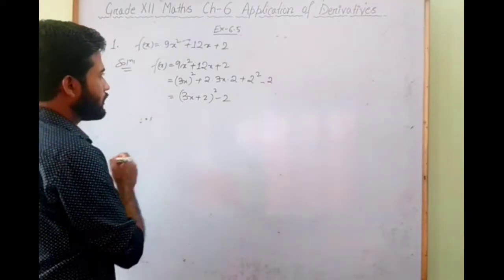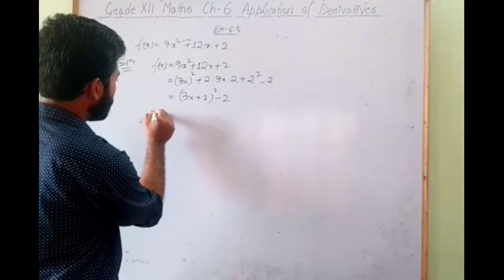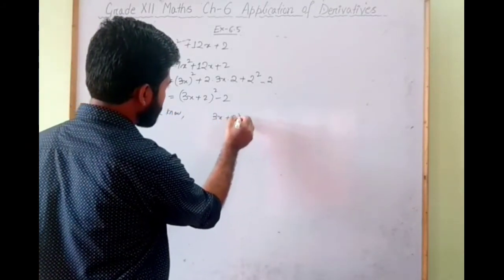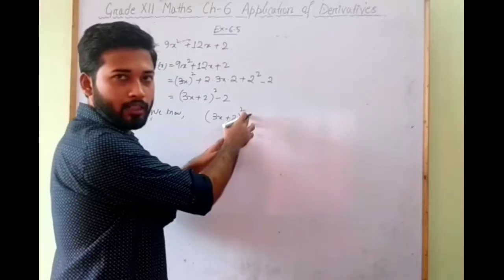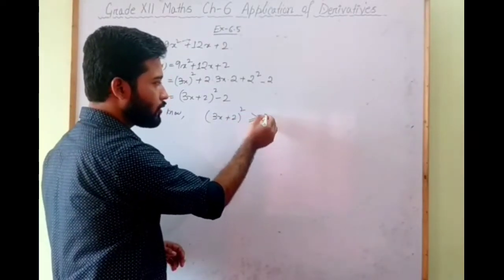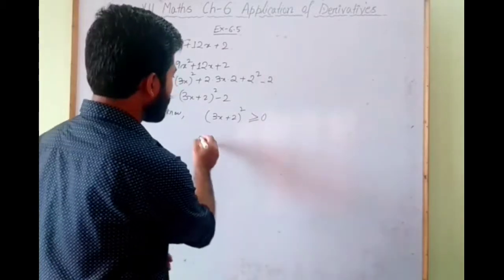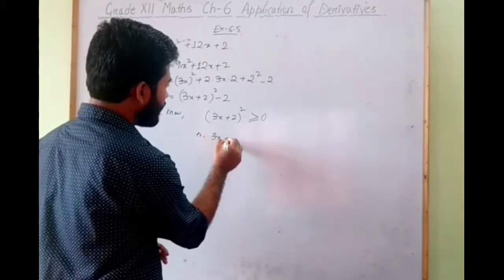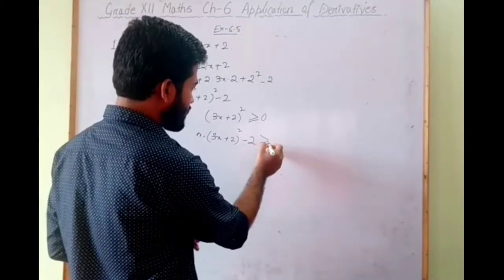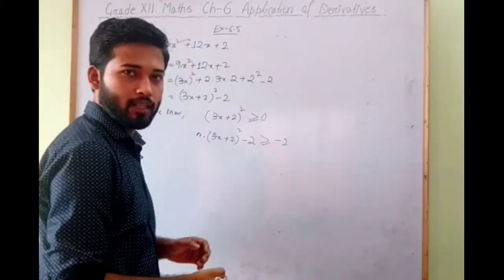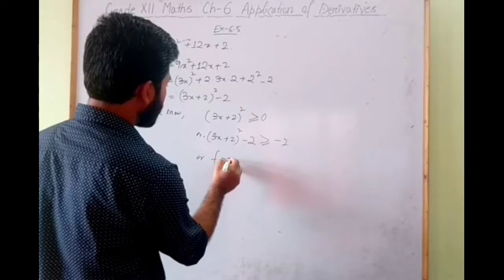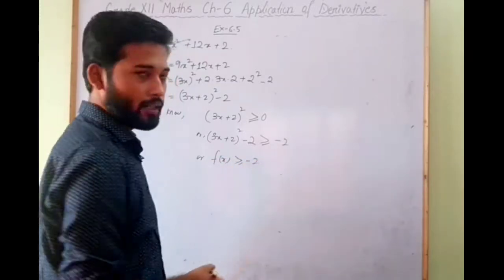So for that, how to do it? Just check it. We know that (3x plus 2) whole square, since it is a whole square, whatever value is inside this, it will be always either equal to 0 or greater than 0, isn't it? So if I add minus 2 here, I shall be subtracting 2 on both sides, isn't it? So this means f of x is greater than or equal to minus 2.